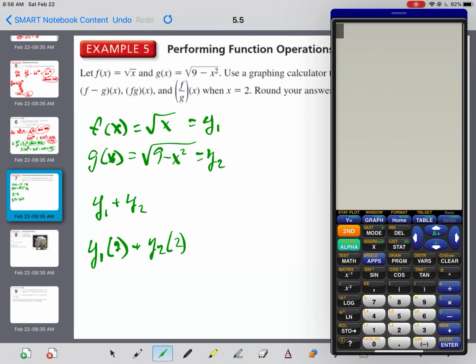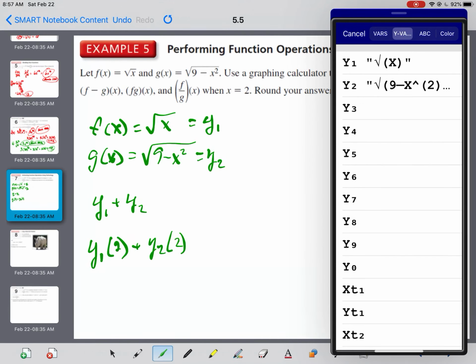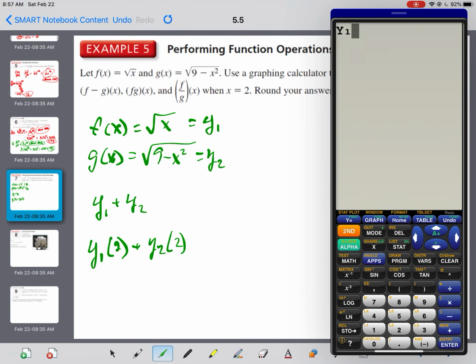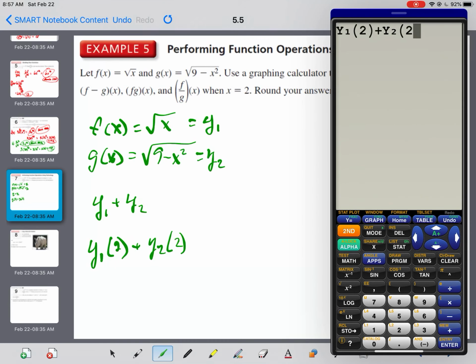Then I'm going to quit back out to the main screen, and here's where I'm going to do all of my math work. Here's how it works. There's a button over by the arrow buttons, just below it, that says vars. It's for variables. We have done y variables. We programmed y1 to be the square root of x, and we programmed y2 to be the square root of 9 minus x squared. So all I have to do is pick y1 and do it with a 2 stuck in it, and add vars y2 and do it with a 2 stuck in it, and push enter, and bam, I get 3.65.